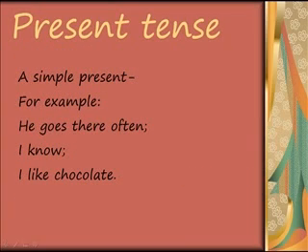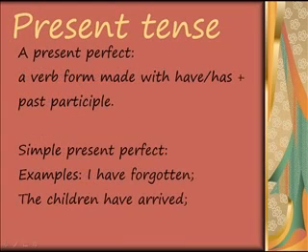A simple present is a present verb form that has no auxiliary verb in the affirmative, so words such as goes, know, or like. A present perfect is a verb form made with have or has and the past participle. Notice in the example of the present perfect, both sentences contain have and both end with a past participle.